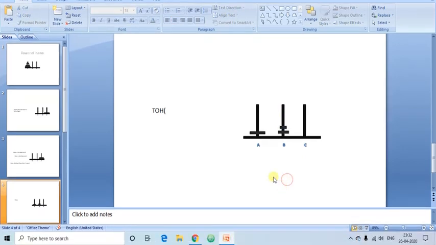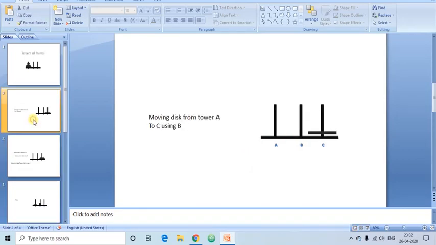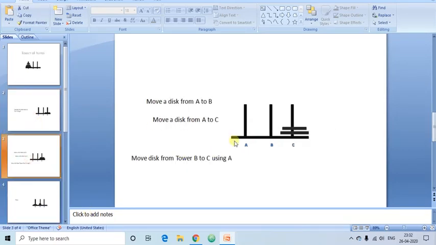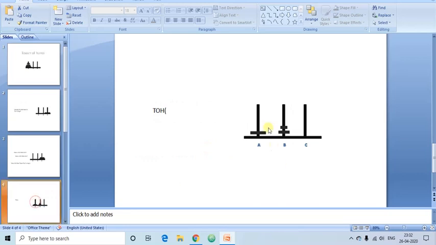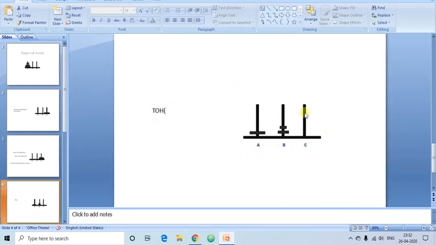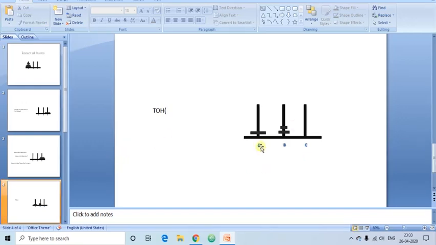Now we will say how we can move the two disks from A to B. Because we have already discussed that here: how to move two disks from A to C using the auxiliary tower B. Using the same, we have transferred two disks from A to B using C. This one is recursive.